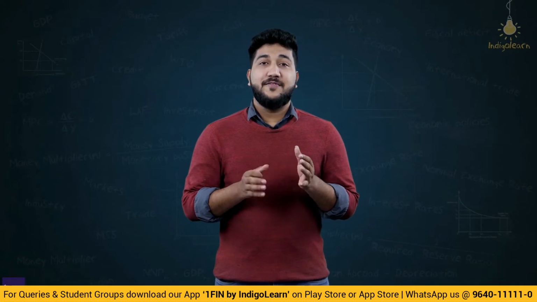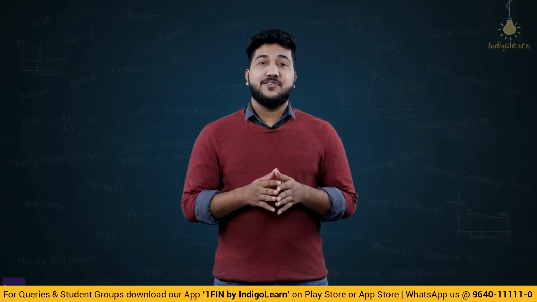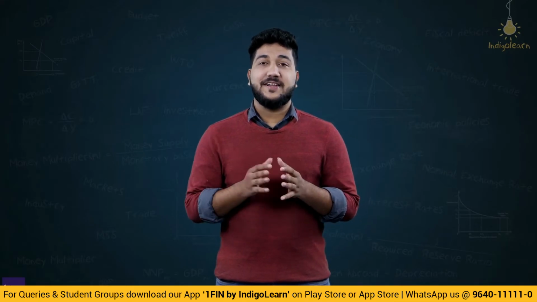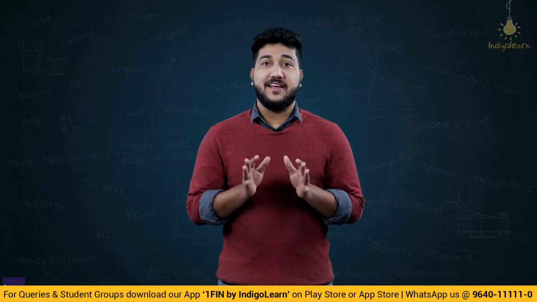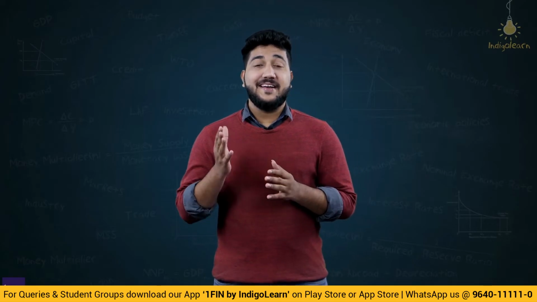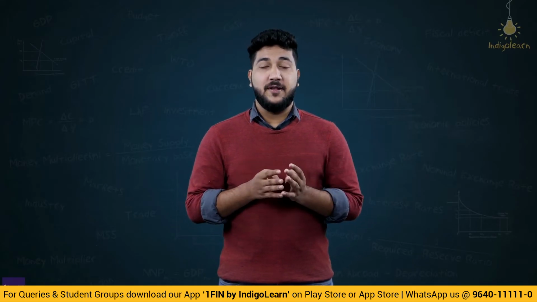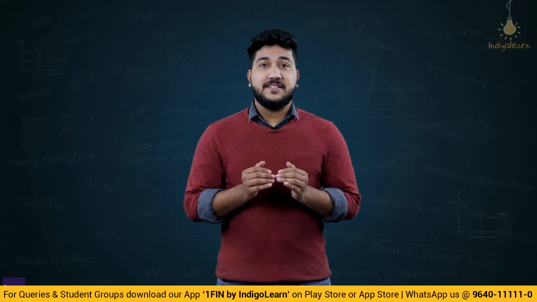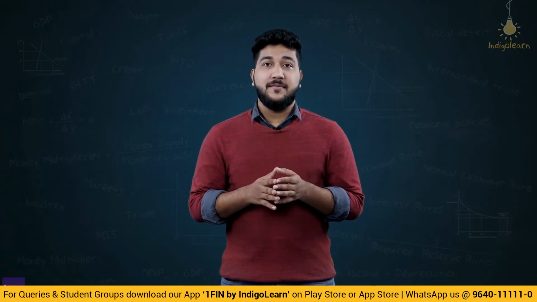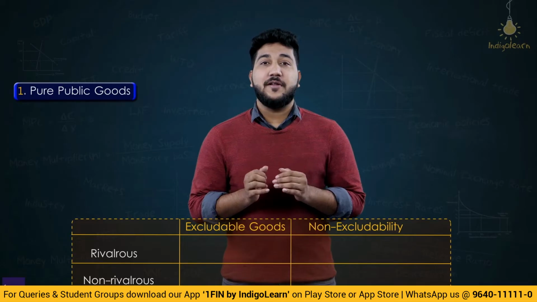Now let us do an exercise. What we will do? We'll classify the goods based on those two very important differentiating factors that I had told you are very important. Which ones are those? Being rivalrous or being excludable. I will write rivalrous and excludable in both rows and columns.